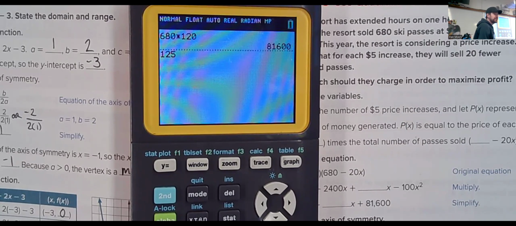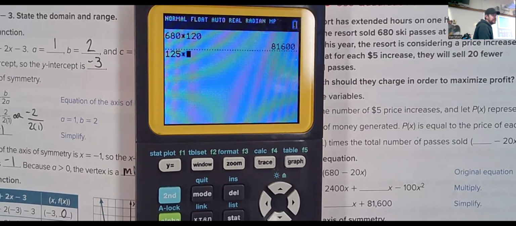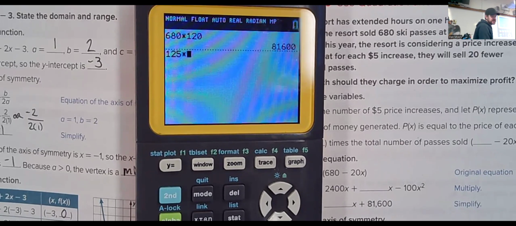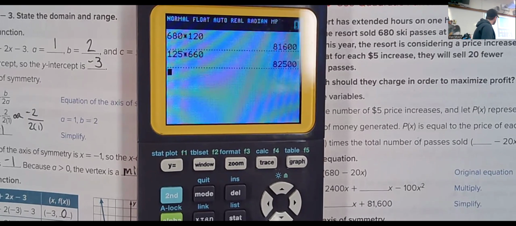For every $5 increase, what's happening to the amount of passes? 20 fewer. Yeah, they're expecting 20 fewer to be purchased, because as you increase prices, fewer people are likely to buy it, right? So if it's $125 a pass, how many people would be buying the pass then? 660, because that would be 20 fewer than the previous year. So 660. So they could expect $82,500 if they increased it by $5.